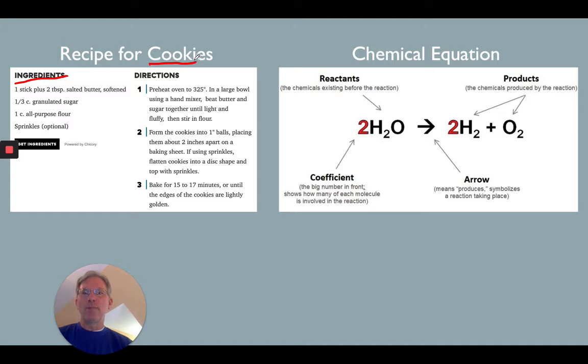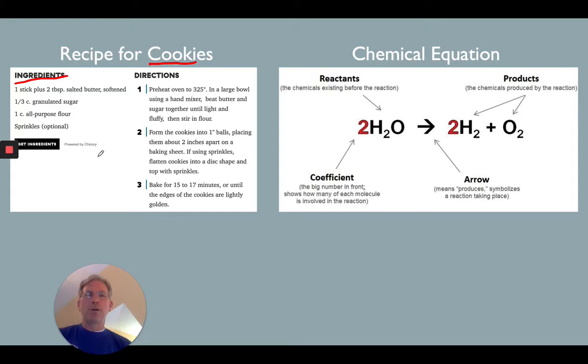making cookies. So if you were to add 1 stick and 2 tablespoons of butter and a third of a cup of sugar and a cup of flour, and mix them all together according to the way they instructed you, you would make some cookies. Usually a recipe will tell you the number of servings that it gives you. This one does not, but generally it will say, look, this recipe makes 2 dozen cookies.